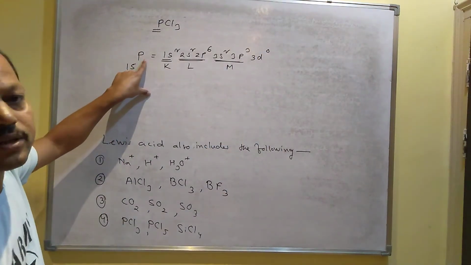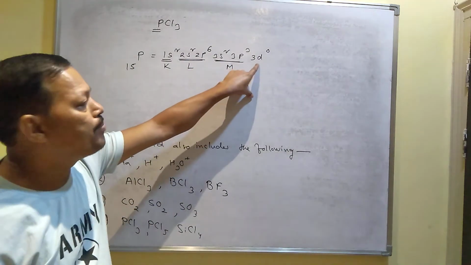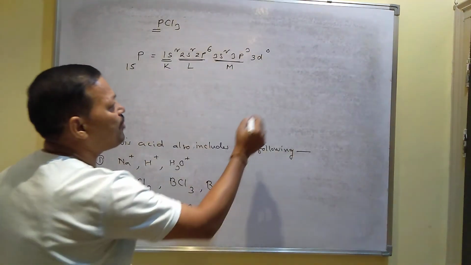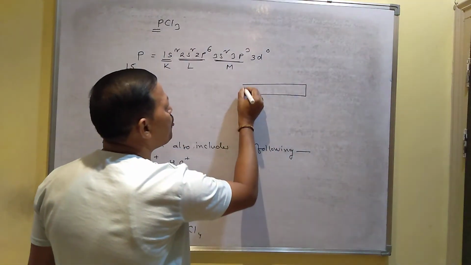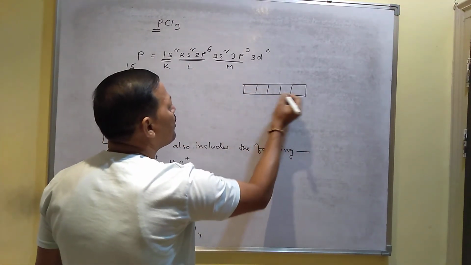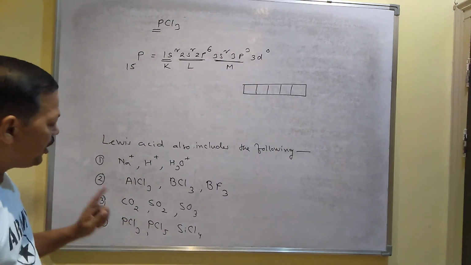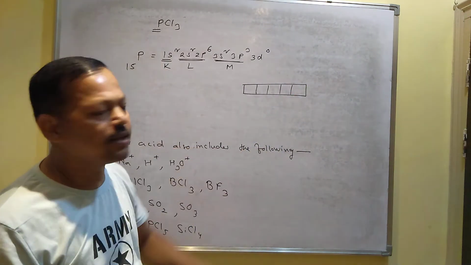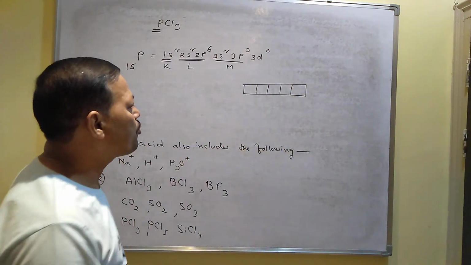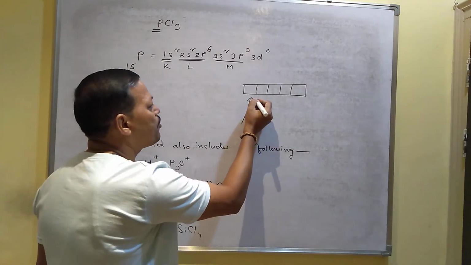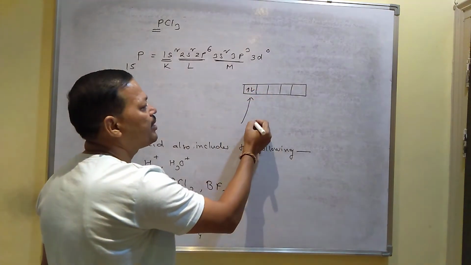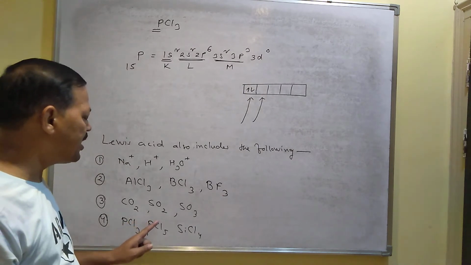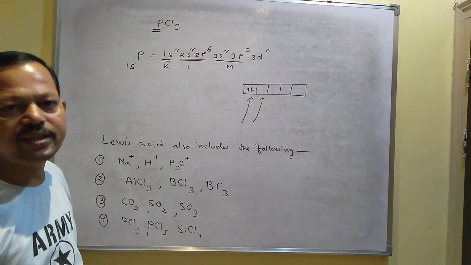So this type of atom contains some vacant d orbitals in the outermost shell, and as you know there are 5 d orbitals like this, these are all vacant. So those molecules in which the central atom contains some vacant d orbitals, due to the presence of the vacant d orbitals, they can accept some electron pair from outside, and that is why this type of molecule, PCl5, PCl3, SiCl4, always acts as acid.